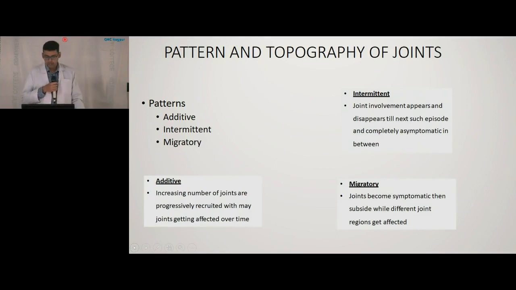Then intermittent arthritis, as I said about palindromic rheumatism. There would be an acute attack and there would be resolution. It's something like an acute attack of bronchial asthma. Once the attack is resolved, the patient is almost fine. Additive arthritis is again the behavior of the disease, where at one time one joint is affected, then another, involving a polyarticular course. Okay?